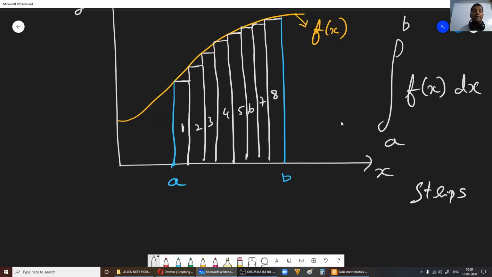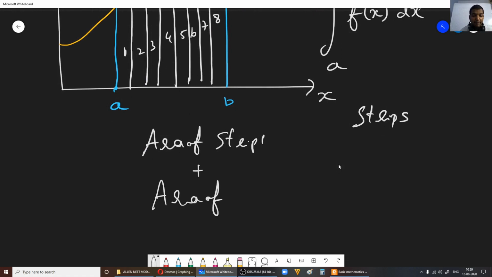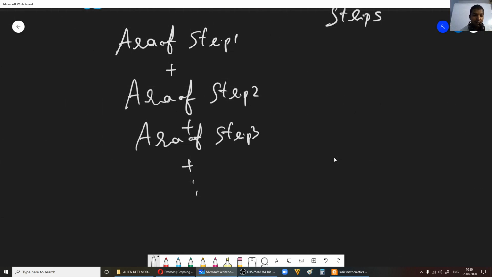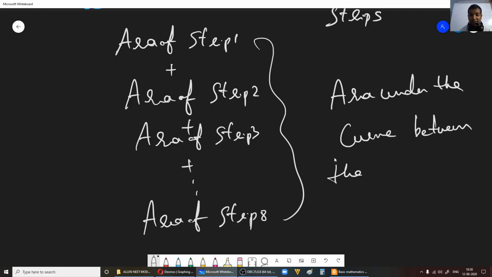Now if I obtain the area of all these strips, you can say area of strip 1 plus area of strip 2 plus area of strip 3, and if you keep on adding up to all the strips, in this particular example I have taken 8, so area of strip from 1 to 8, if you add all of them, you will get the area enclosed, the area under the curve between the limits A and B. Do you agree?